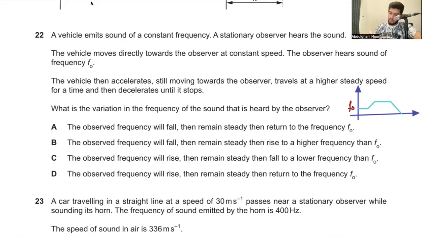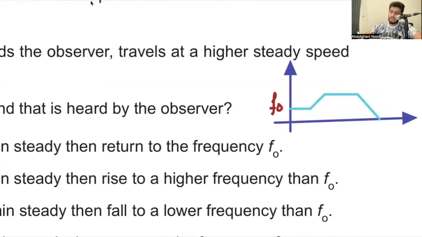So initially what will happen is, the observed frequency rises from f naught, and then it stays at a higher value. It will be greater than f naught. So let's say this is 20 hertz, it will increase until it reaches 30 hertz there, and here it will remain constant at 30.